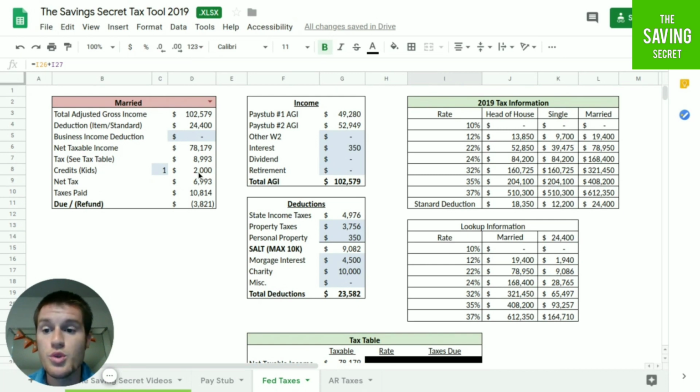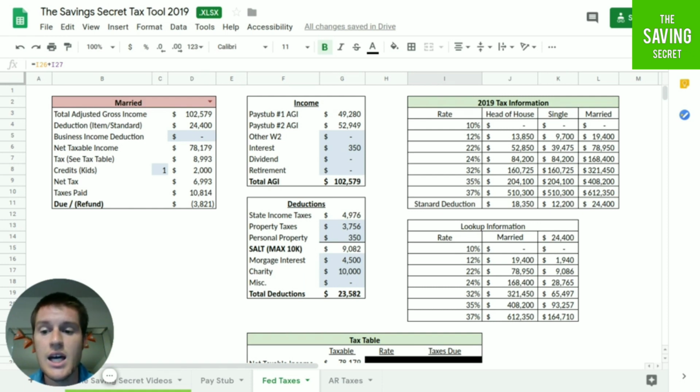Then there's something called credits, and there's a couple different credits, but for the purposes of this tool and example, it's really just based on how many kids you have. So you punch in the number of kids you have, and that is the credit you receive. For every child that you have, you receive a $2,000 credit.